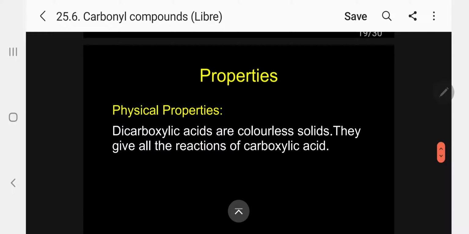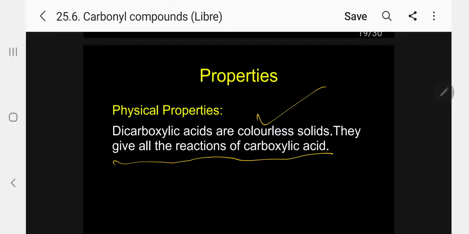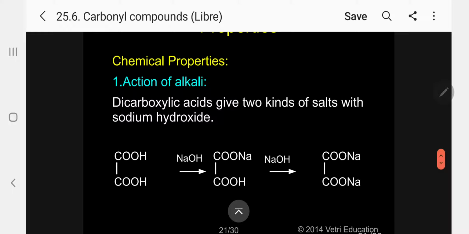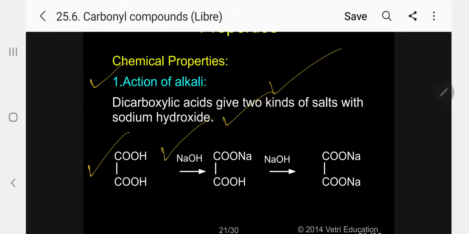Next one, coming to properties. Dicarboxylic acids are generally colorless solids. They give all the reactions of carboxylic acid. Whatever carboxylic acid reaction, that will be answered by this dicarboxylic acid. First let me take action of alkali. So dicarboxylic acid gives two kinds of salts with sodium hydroxide. Because of two carboxylic groups, for oxalic acid, with sodium hydroxide it gives monosodium oxalate, and if another molecule of sodium hydroxide is used, it is sodium oxalate. Both carboxylic hydrogen atoms are substituted by sodium. So it is sodium oxalate.